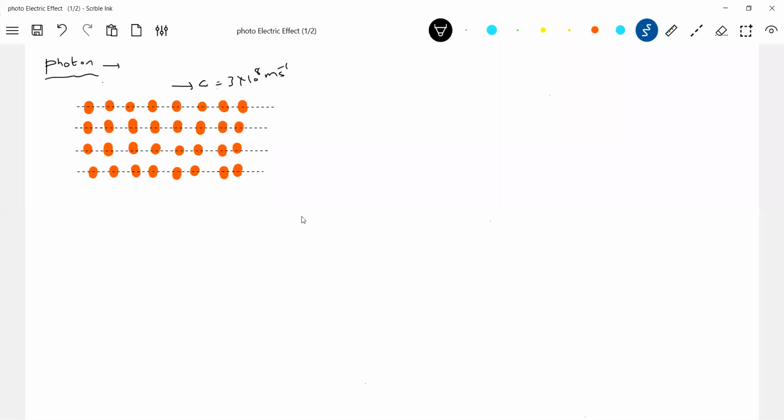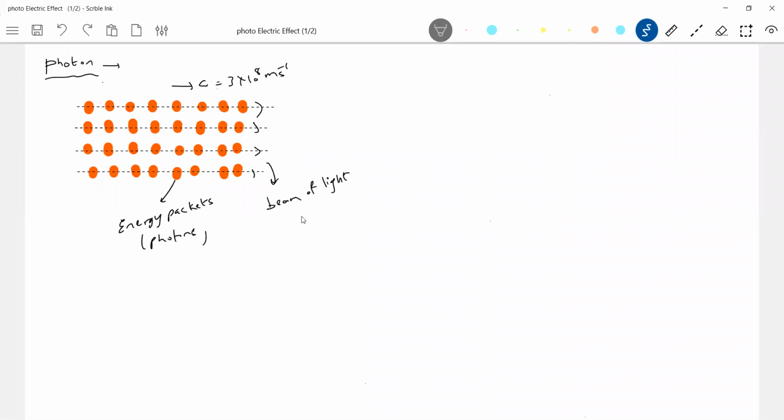So this is a beam of light. I'll assume that it consists of energy packets. These energy packets I'll call photons. And what is the velocity of the photon? The velocity of light in free space is 3 into 10 to the power of 8 meter per second. The velocity of the photon also will be 3 into 10 to the power of 8 meter per second.